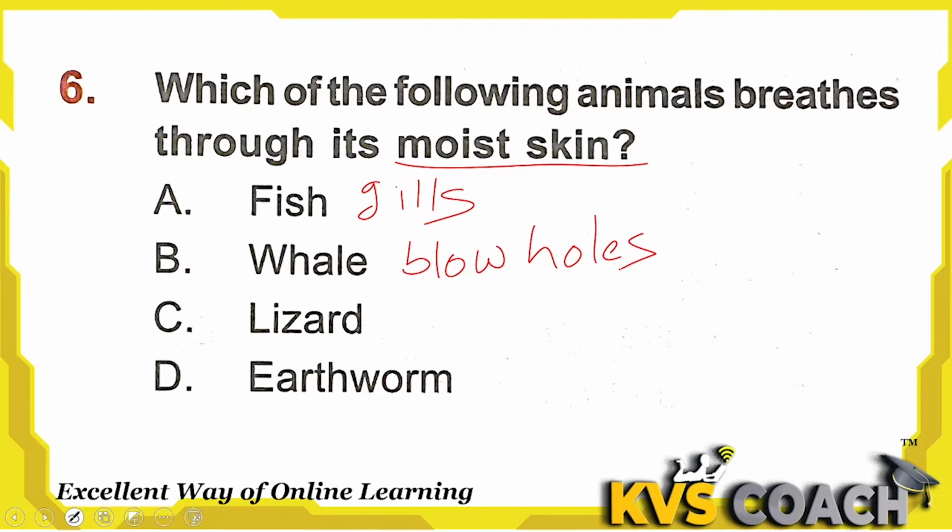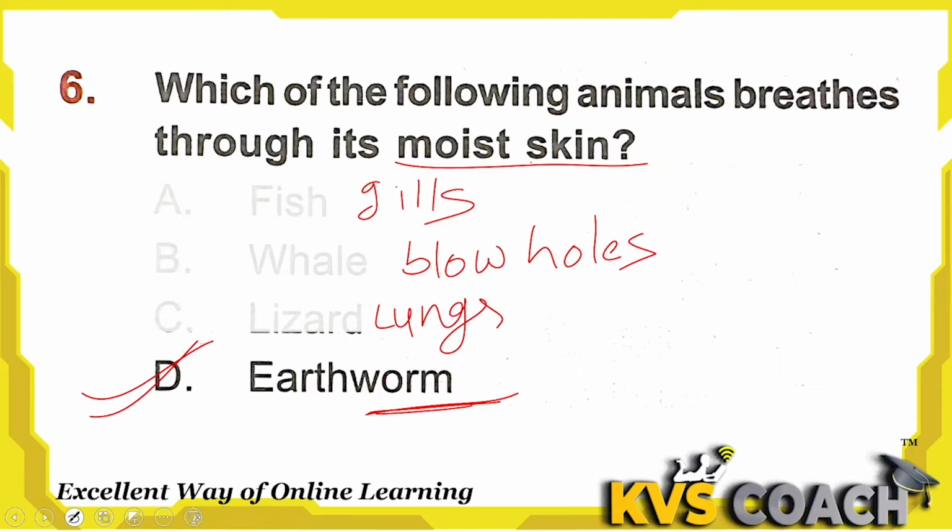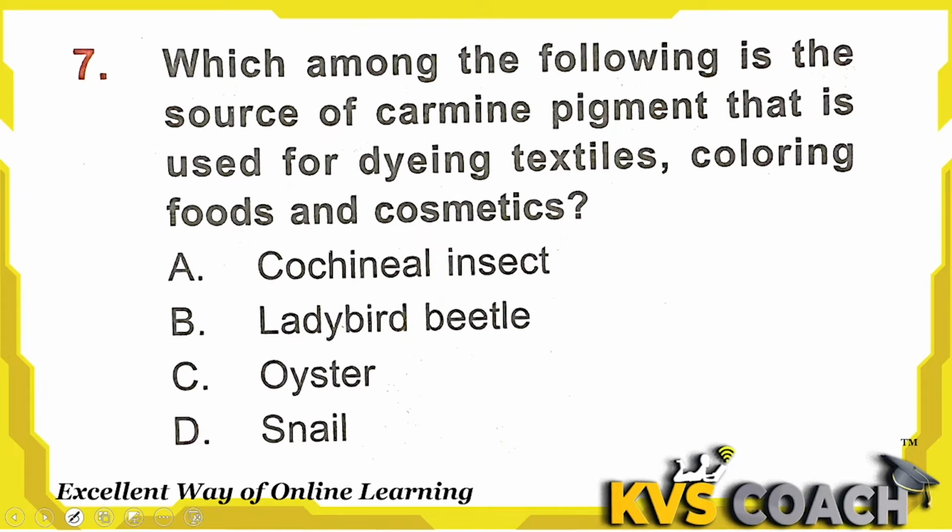Okay, lizard is a land animal. They breathe through lungs. And earthworm is the right answer here. They breathe through moist skin. Okay, option D is the right answer here. Next is, which among the following is the source of carmine pigment that is used for dyeing textiles, coloring food and cosmetics? The right answer here is option A. Cochineal insect has carmine pigment. Okay, ladybird beetle is used for pest control. Do you know why? How?